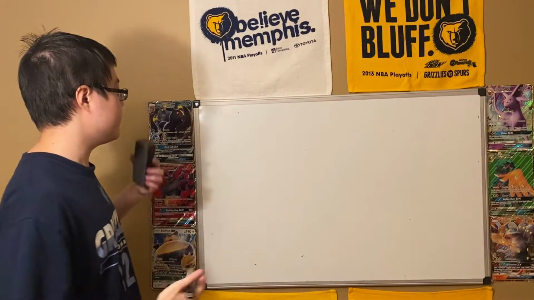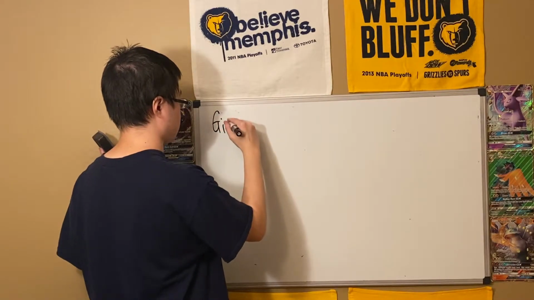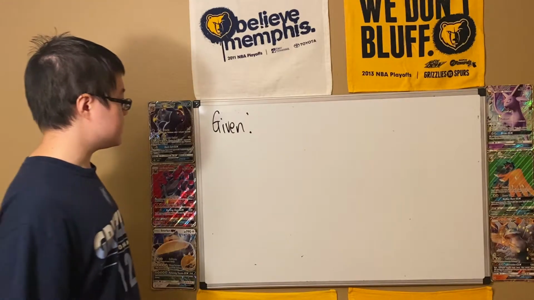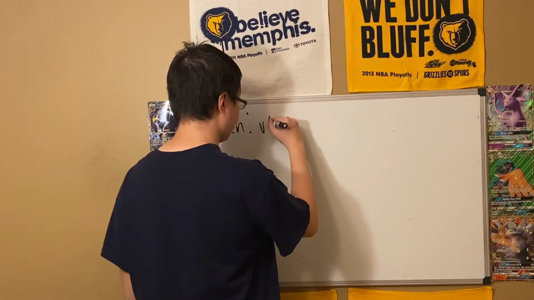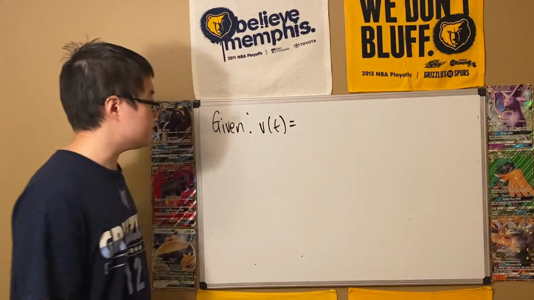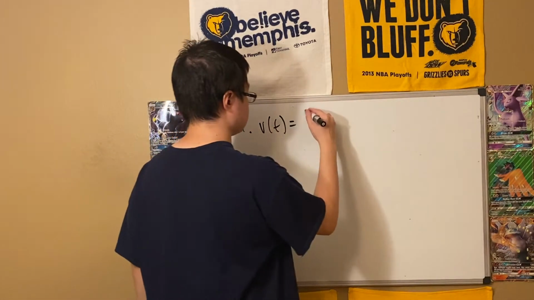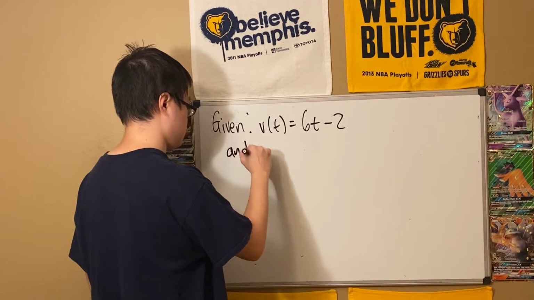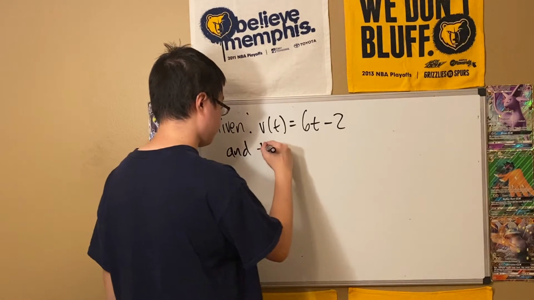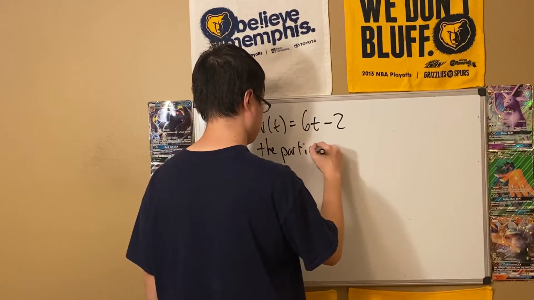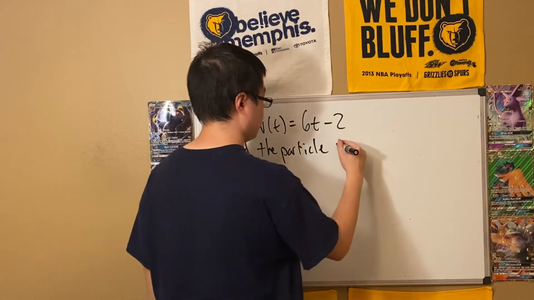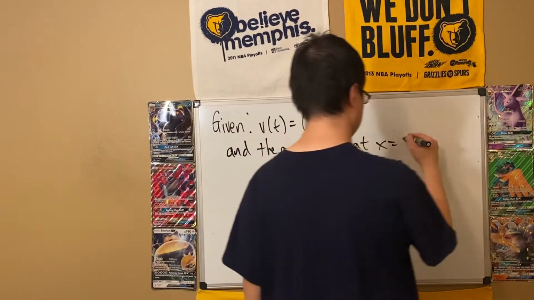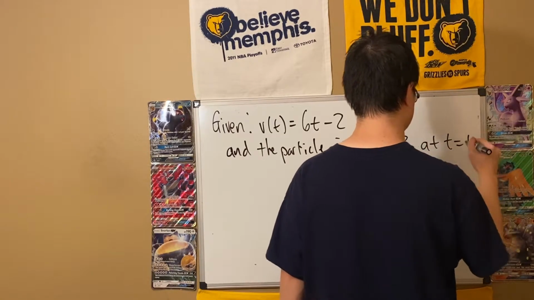So let's say we have this fact. Given that, again, let's just keep it pretty simple. Let's say given that the velocity of a particle is, let's just do 6t minus 2, and the particle, I don't know how to spell the word particle, is at x equal to 3 when t is 1.